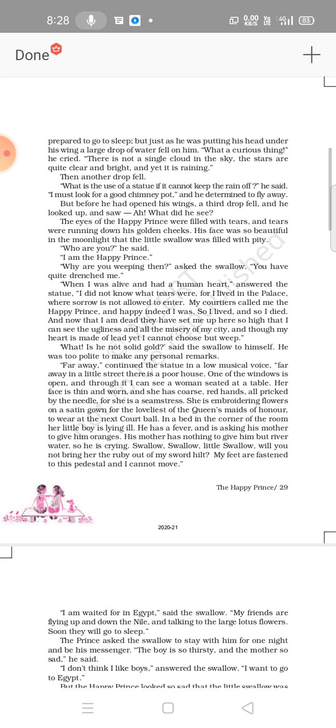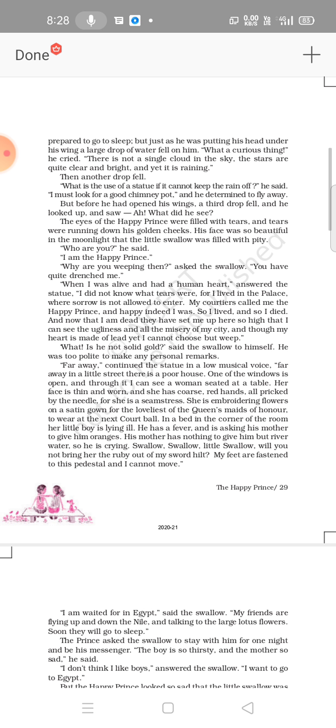All her matches had fallen in the gutter. Her father would beat her if she did not bring home some money. She was crying. He asked the swallow to pluck out the sapphire from his other eye and give that to her. The swallow flew with the sapphire. He put the sapphire into the little girl's hand. The match girl was the third person who was helped by the happy prince and the swallow.